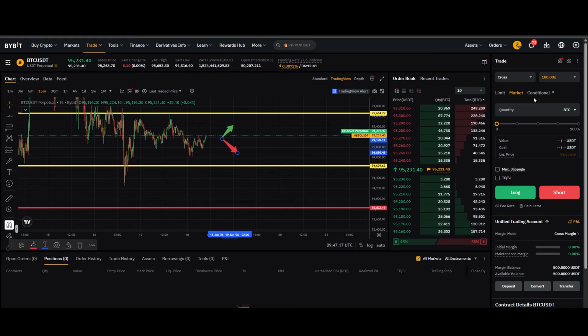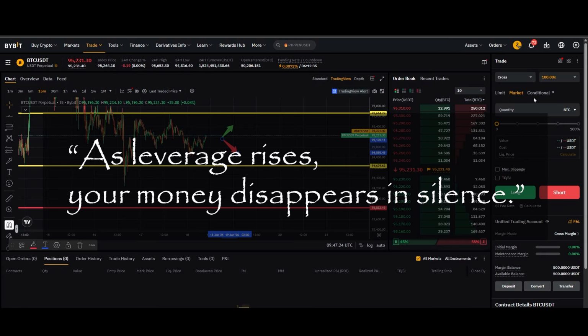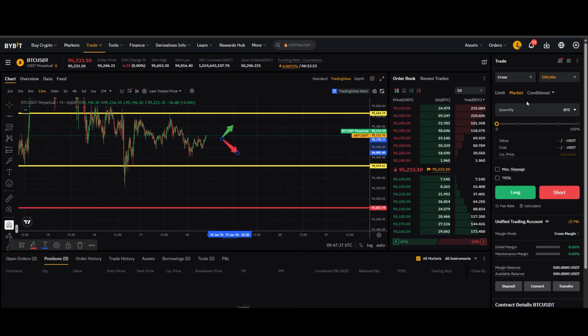Fees are not calculated based on the money you deposit. They're calculated based on the full position size. The higher the leverage, the bigger the fee. And those fees add up fast. Most people don't realize this, and their account slowly melts.